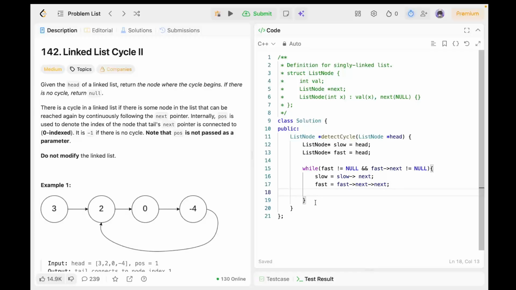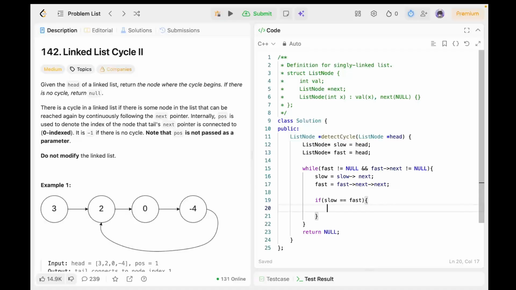So if there's not any cycle, what we have to do, we can simply return null, because if there's not a cycle, we can't get the starting point of the cycle. So you can simply return null. If there's a cycle, my slow and fast should be pointing to the same node. Okay. So if my slow and fast are pointing to the same node, it means we got the cycle.